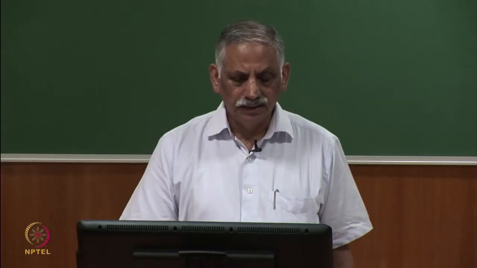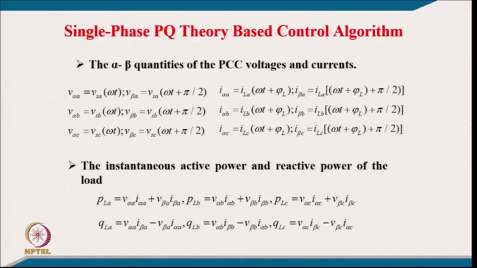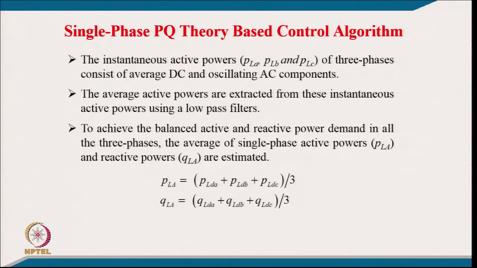Well, these are the typical expressions for this PQ theory: alpha beta quantities of phase voltage and current. These are the alpha components and these are the beta components, which are 90 degree phase shifted. Similarly, alpha component of load current and beta component of load current. And once we have all 6 quantities, then we can calculate the instantaneous active power for all 3 phases separately, and reactive power also for 3 phases separately. And once we have all these, we pass them through a low pass filter.